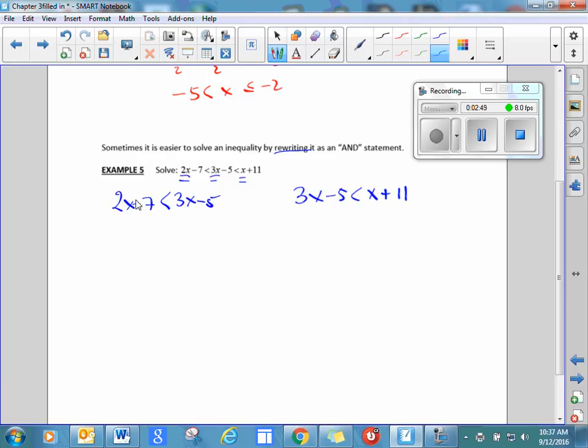I've got to get my variables together, so I'm going to subtract 3x from both sides. I end up with a negative 1x minus 7, or maybe you just write negative x. I like to include the 1 sometimes. Minus 5, add 7, carry on, and you end up with minus 1x less than, am I doing this right? Let's see, what do I have over here? 3x minus 5. Okay, so that would be less than 2.